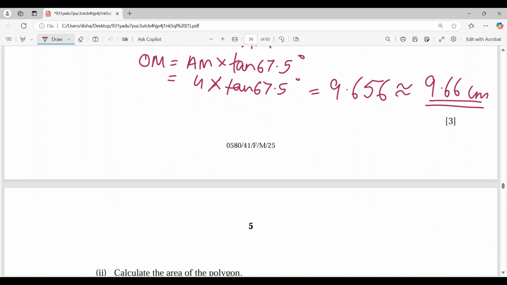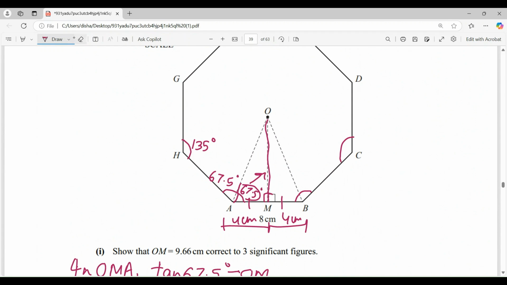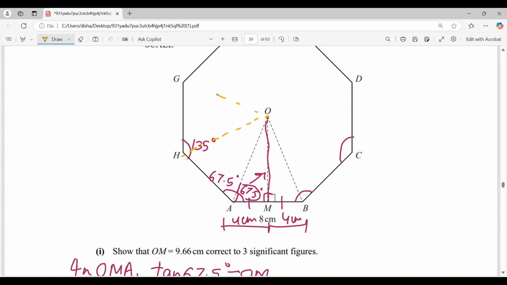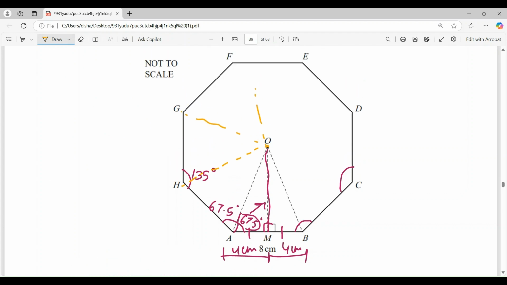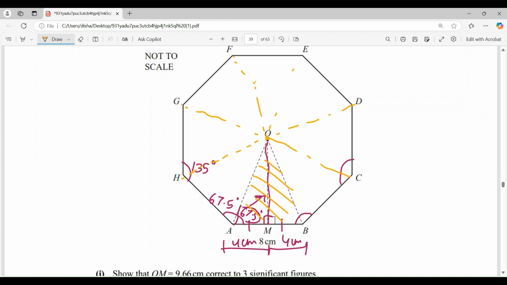Next, we have to calculate the area of the polygon. Now, if we see here, this whole polygon can be divided into 8 equal parts, rather 8 equal triangles. So, if I know the area of one triangle, I can find the area of the rest of the triangles. Area of one triangle is half base into height. Now, height is OM, the value of which I have just found in the previous question, and base is 8, given to us.